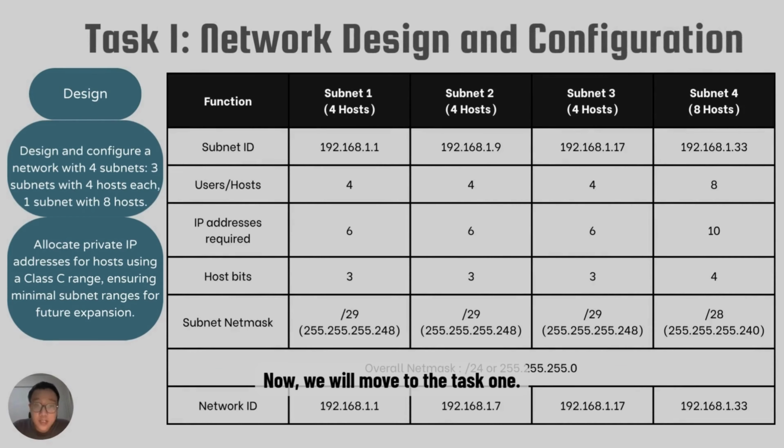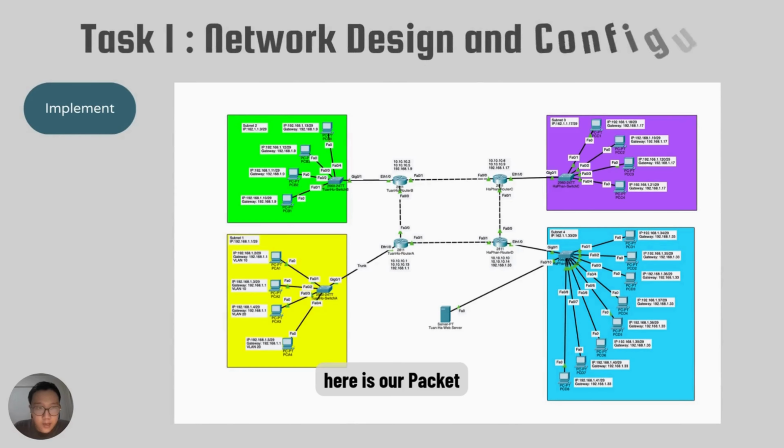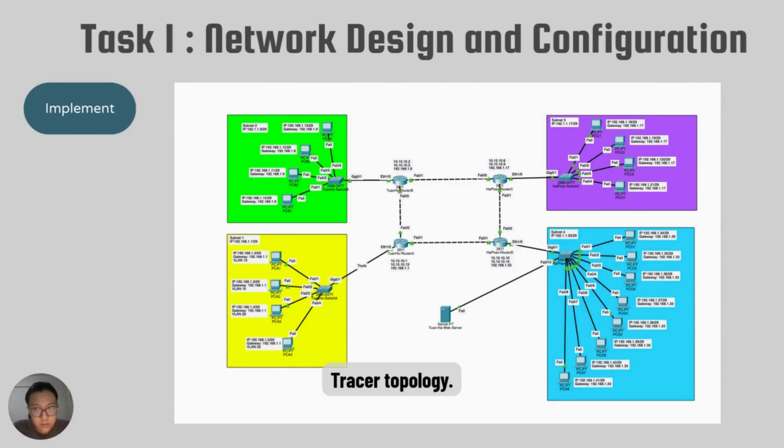Now we will move to task one. This task is about the network design and configuration. We created four subnets, three subnets for four hosts using /29 and one for a host using /28. This satisfies the classic private addressing requirement and ensures the IP space is used efficiently. As you can see in the slide here, here's our network design, and here is our Packet Tracer topology.